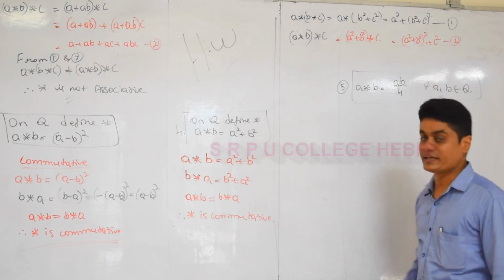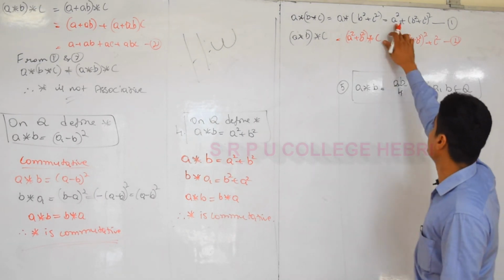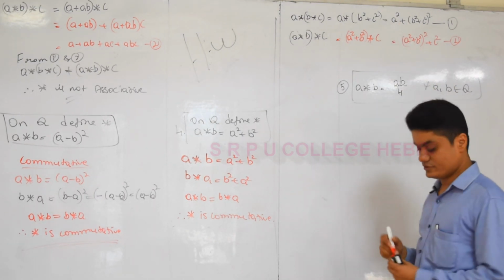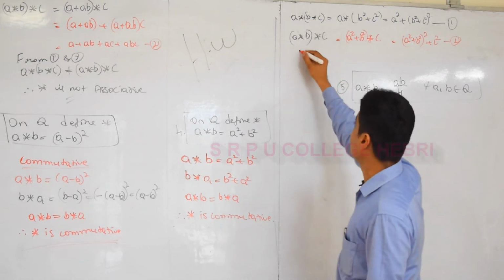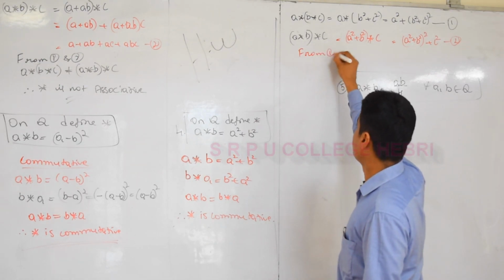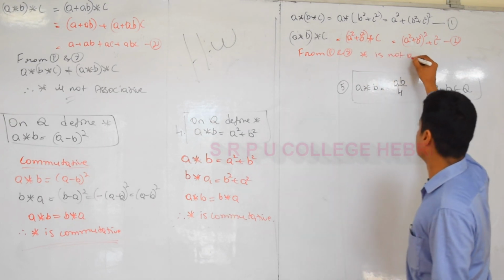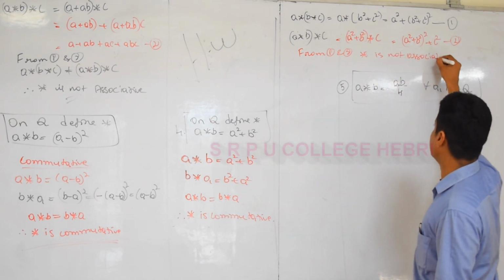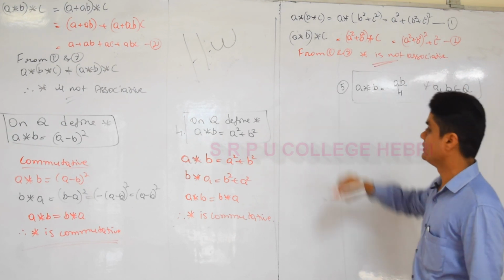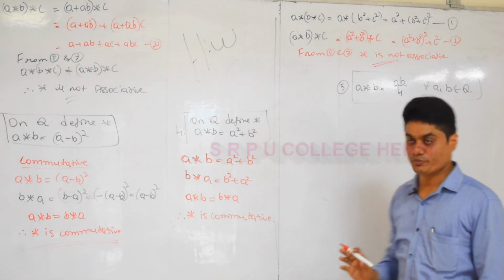Now can these two be equal? Definitely no. There is only one A square and one C square there. So definitely you can tell that from 1 and 2, star is not associative because they are not equal. Did you understand? I hope you understood this work.